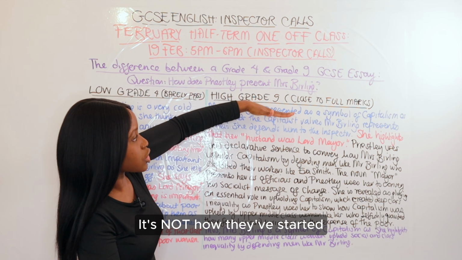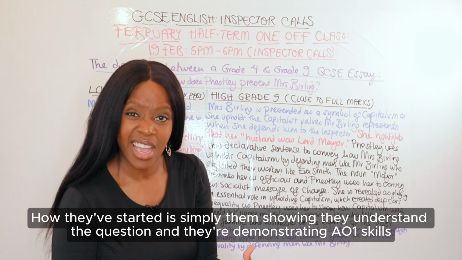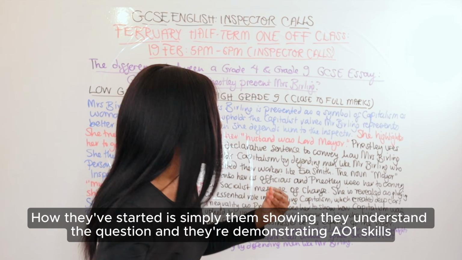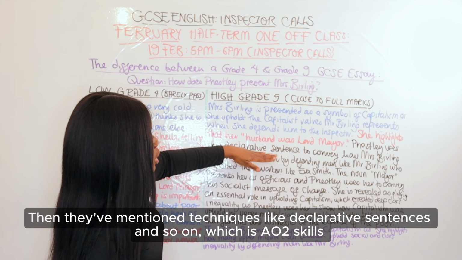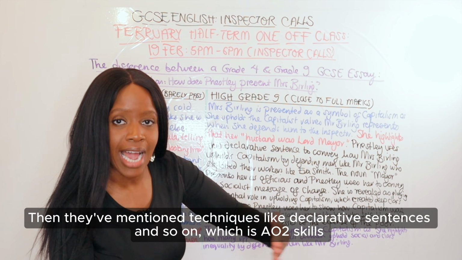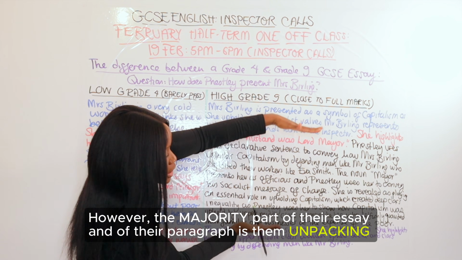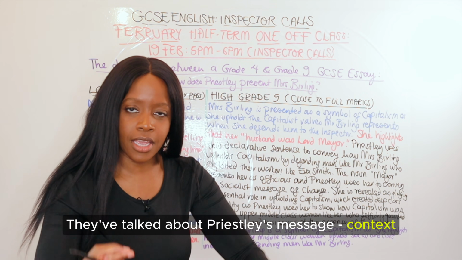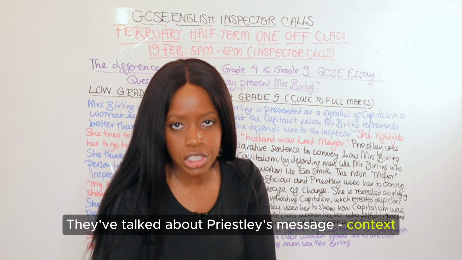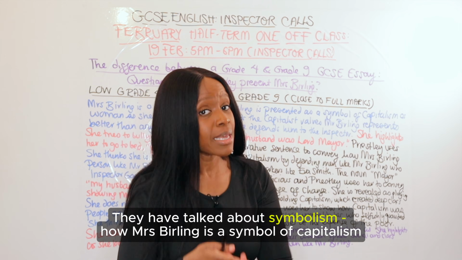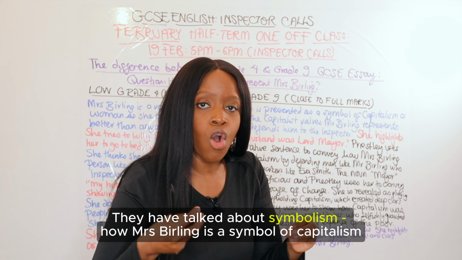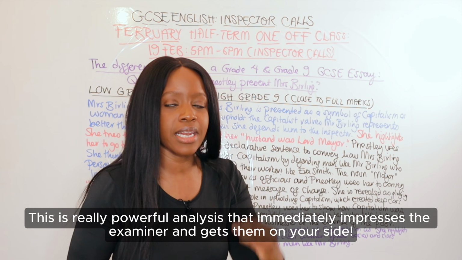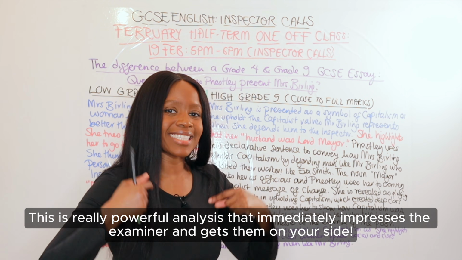It's not how they've started. How they've started is simply showing they understand the question and demonstrating AO1 skills. Then they've mentioned things like declarative sentence and so on, which is AO2 skills. However, the majority of their paragraph is them unpacking. They've talked about Priestley's message, context. They have talked about symbolism, how Mrs. Birling is a symbol of capitalism. This is really powerful analysis that immediately impresses the examiner and gets them on side.